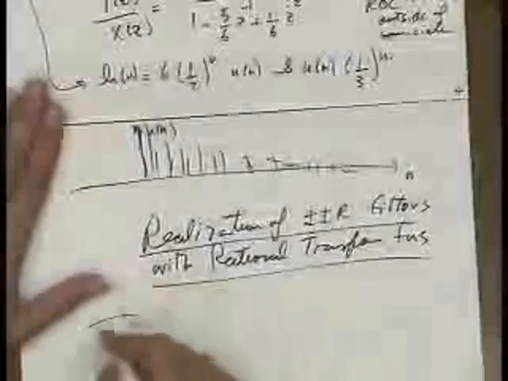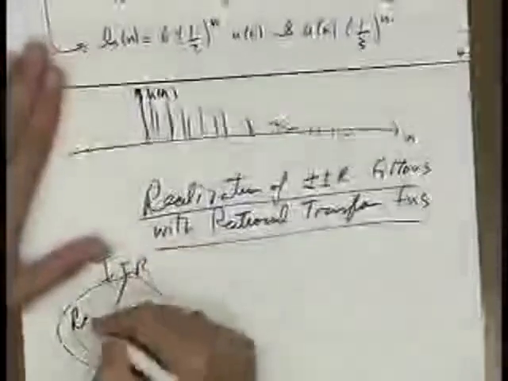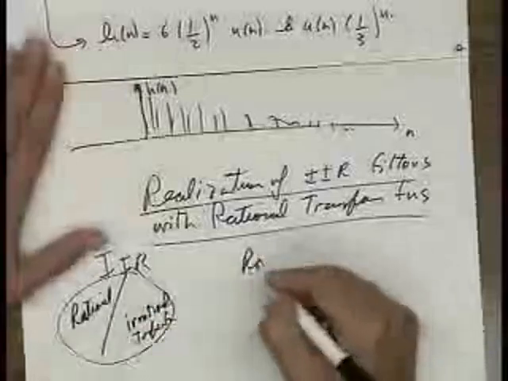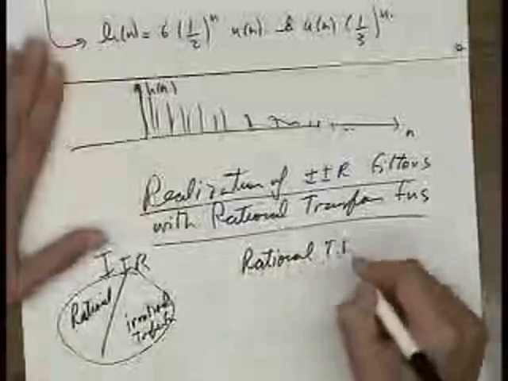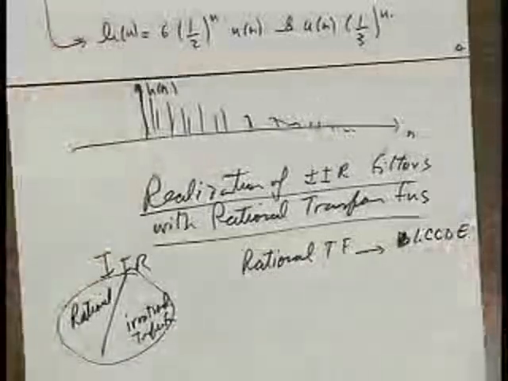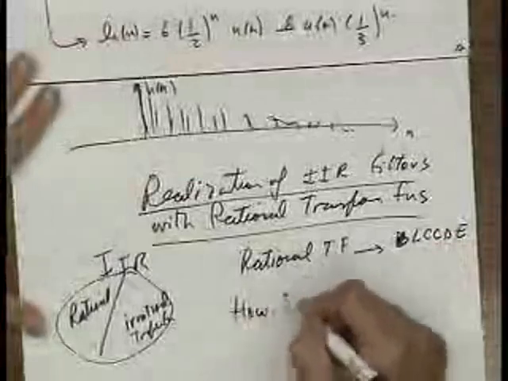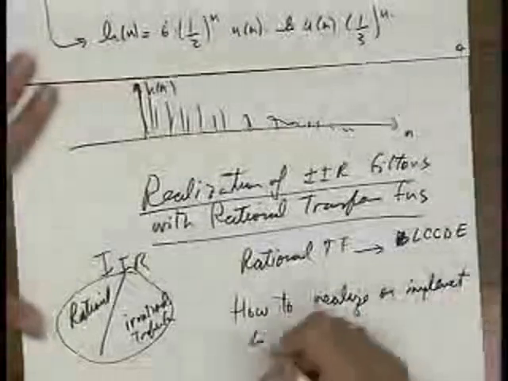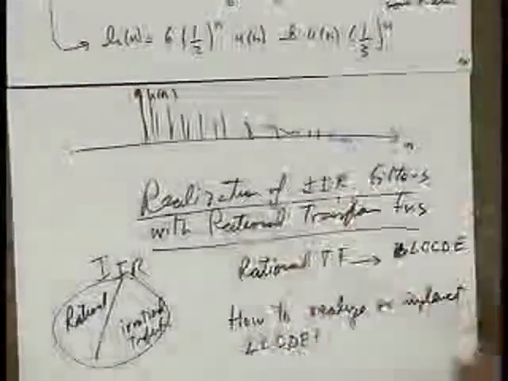So again, a big class of IIR filters, some of them have rational transfer functions, some of them have irrational. Irrational means just not rational. So what we've shown so far is that if you have a rational transfer function, then that corresponds to LCCDEs. Great. And so now how do we implement those? Okay? So the question is how to realize or implement LCCDEs. So I'm going to spend a few pages just to set up the stage for this problem. Okay?